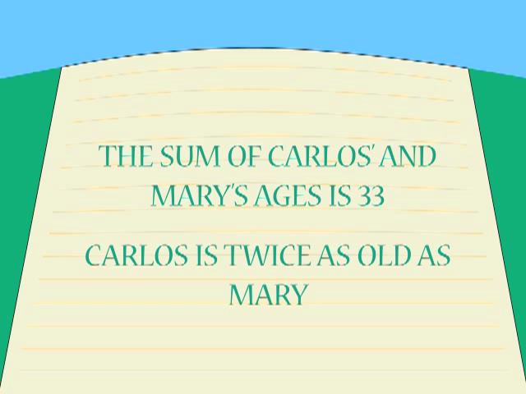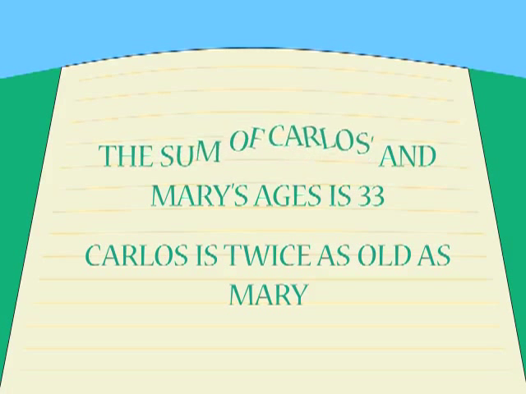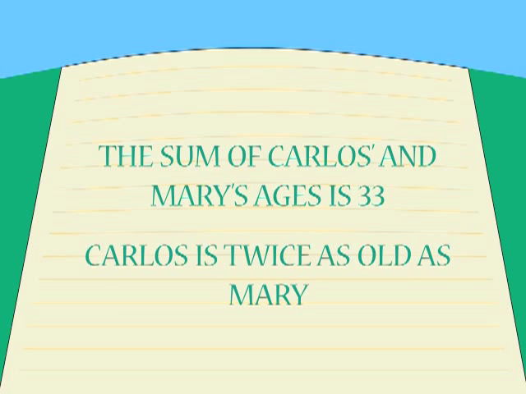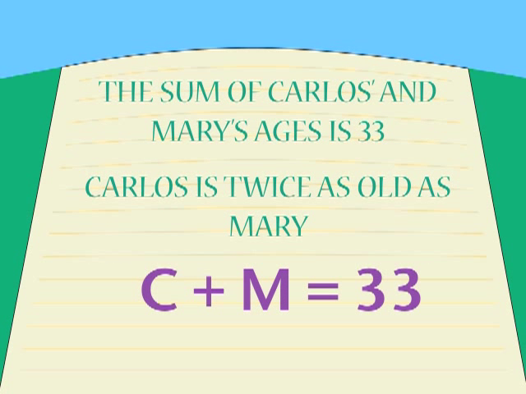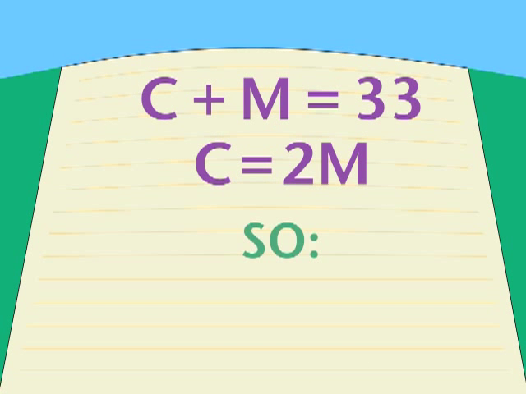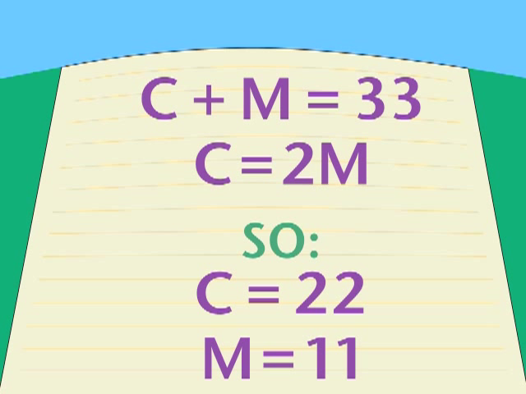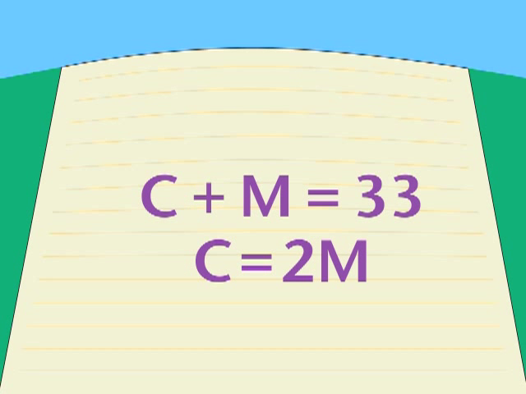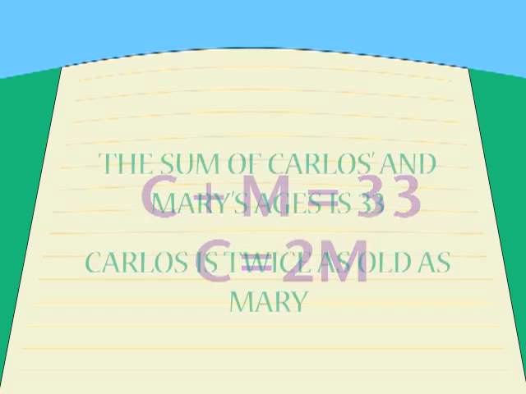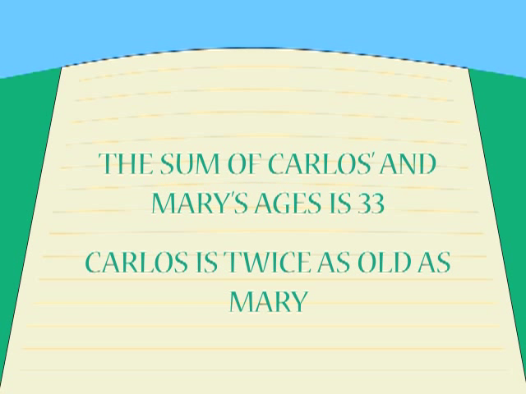Here's an example. If the sum of Carlos's and Mary's age is 33 and Carlos is twice as old as Mary, we can write C plus M equals 33 and C equals 2M. And that gives us a way of figuring out that Carlos is 22 and Mary is 11. How? We'll see that in another module when we study equations. Here we just want to practice the first step. Start by translating the English into algebra.